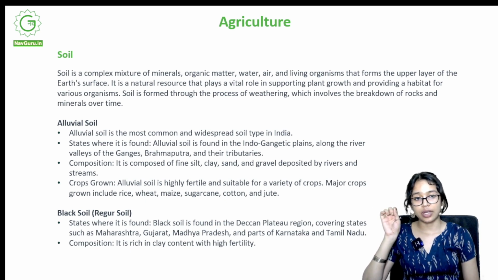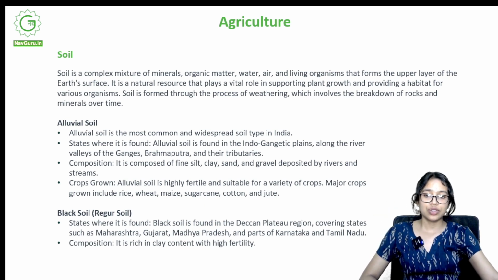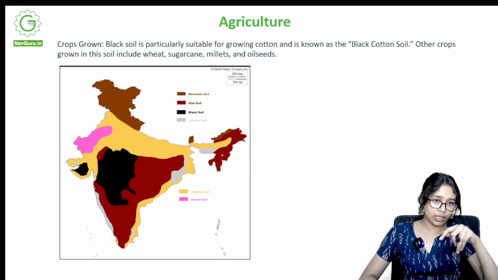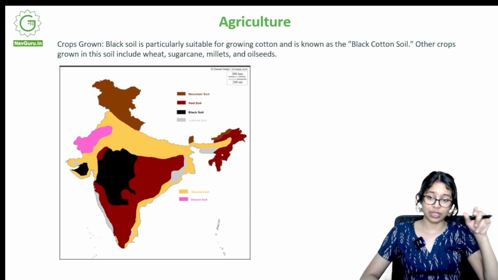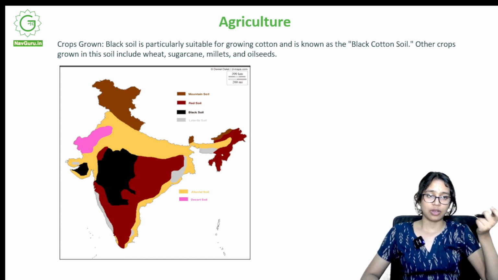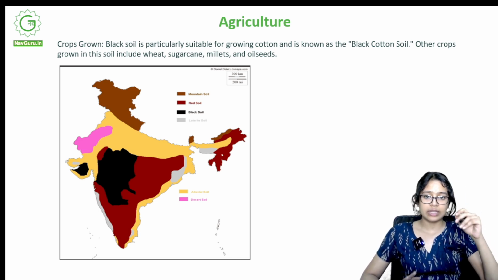Black soil or Regur soil. States where it is found: black soil is found in the Deccan Plateau region, covering states such as Maharashtra, Gujarat, Madhya Pradesh and parts of Karnataka and Tamil Nadu. Composition: it is rich in clay content with high fertility. So again, black soil is also a very fertile kind of soil. Crops grown: black soil is particularly suitable for growing cotton and is also known as black cotton soil. It is so good for cotton that it is given the name itself, black cotton soil. Other crops grown in this soil include wheat, sugarcane, millets and oilseeds.